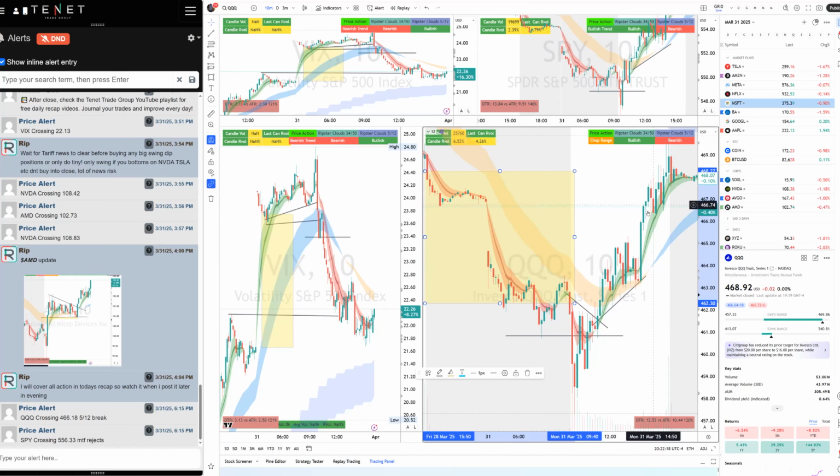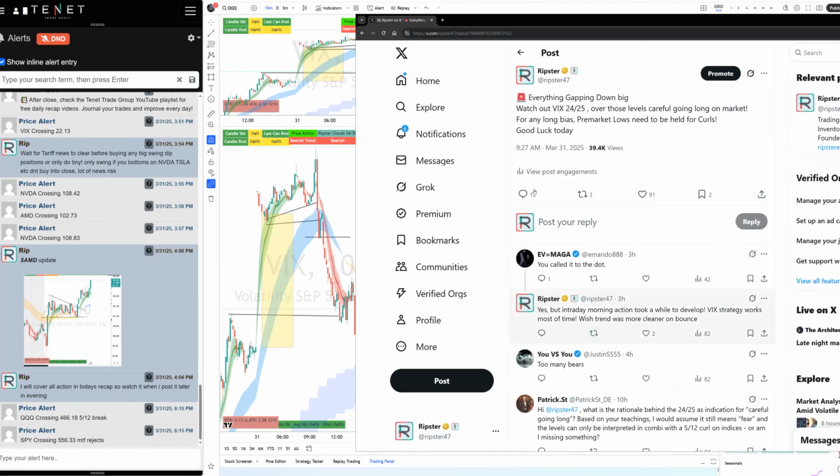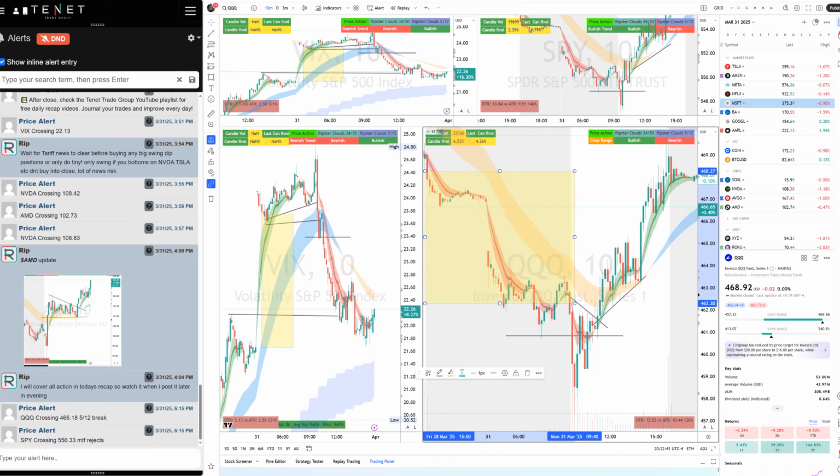But you definitely got the gap fill, right? What did I say? Pre-market lows. Use the pre-market lows as the levels. Even I tweeted about it this morning. I said, watch wicks, pre-market lows need to be held, right? So you see how that worked out. Even the traders on Twitter used that concept to long the market.